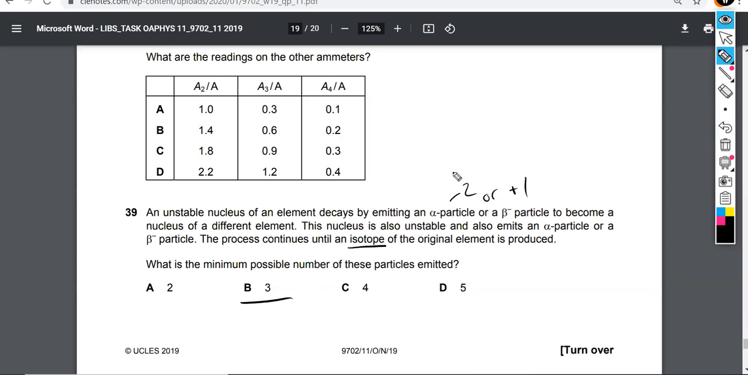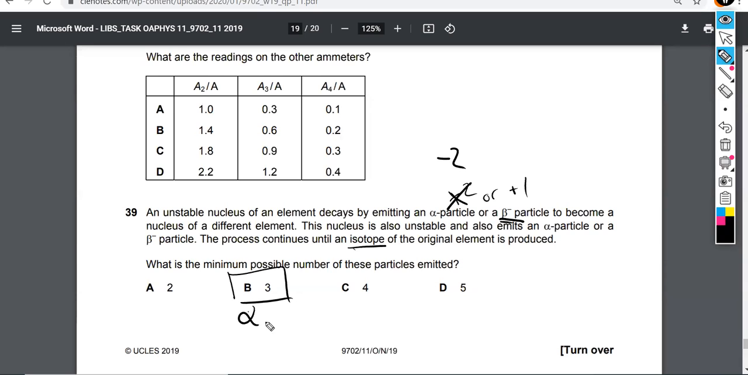It's just like the charge on an alpha particle is +2. So when you emit an alpha particle, you go down by 2 on the atomic number, which would require 2 more beta minus decays to bring you back up to the original isotope. That would be the most straightforward path to achieve that. 3 would be the minimum number of those reactions.